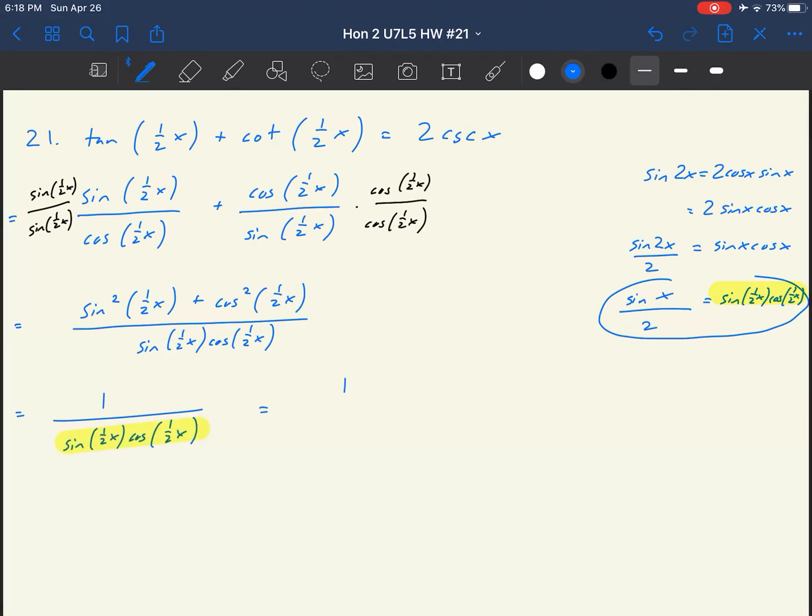We get 1 over sine x over 2. I can multiply top and bottom by 2 to clear this 2. So we get 2 over sine x, which is equal to 2 cosecant x, and we are done, because now this is equal to that.